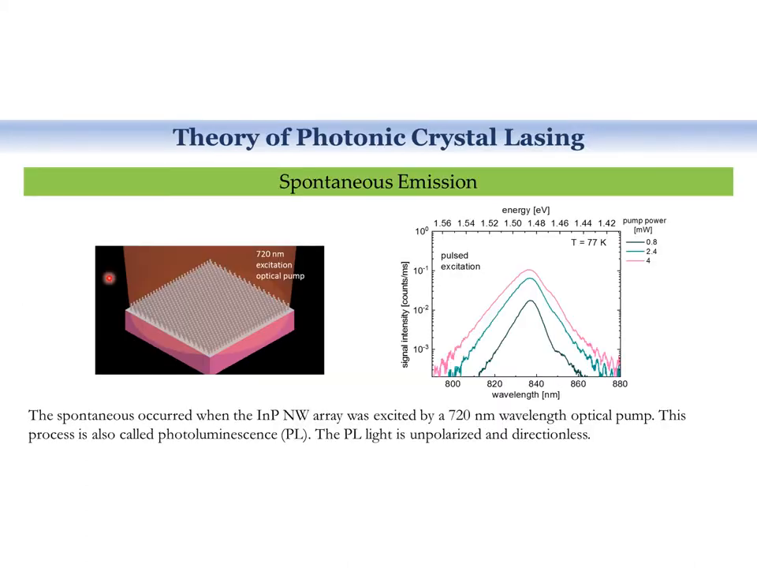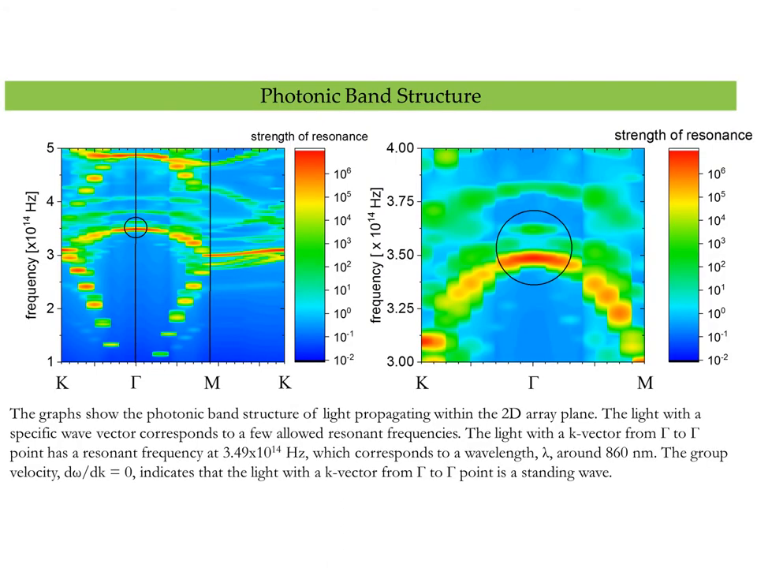When the indium phosphide nanowires are excited by a 720 nanometer wavelength optical pump, the nanowires emit broadband photoluminescent light. The photoluminescence is unpolarized and directionless. The light propagating within the nanowire arrays is regulated by the photonic band structure. The light with a specific wave vector corresponds to a few allowed resonant frequencies.